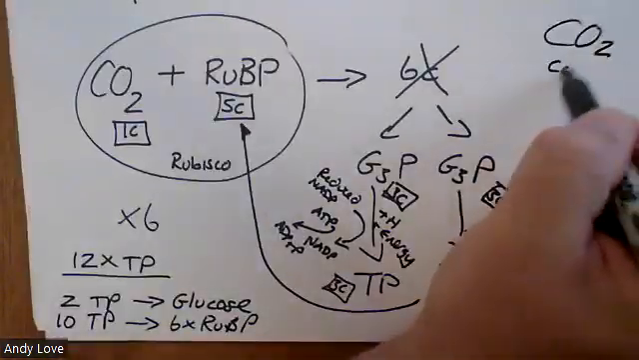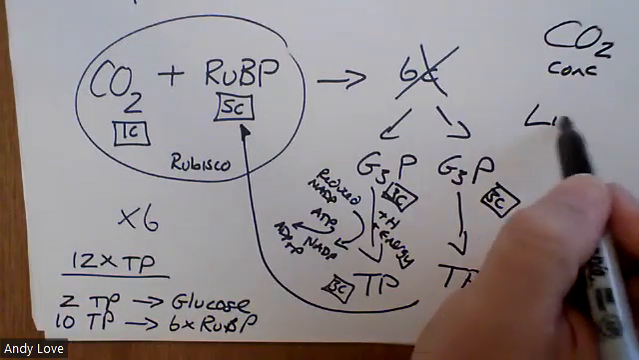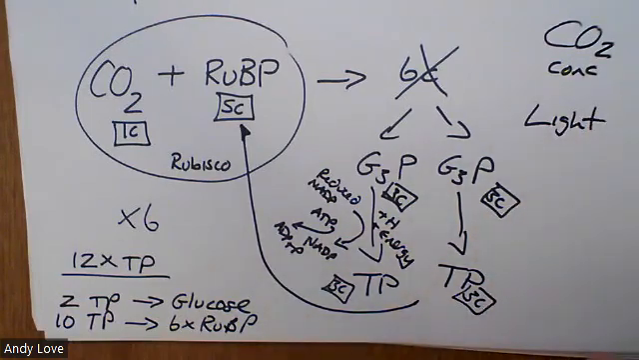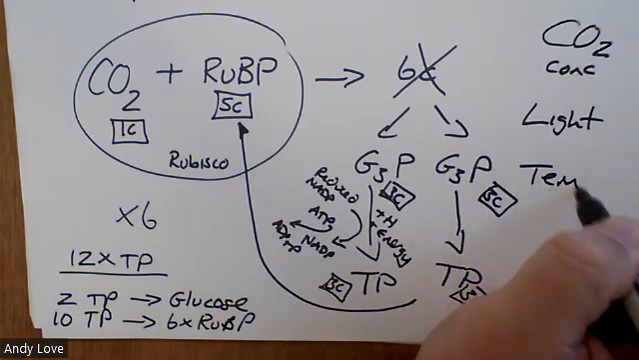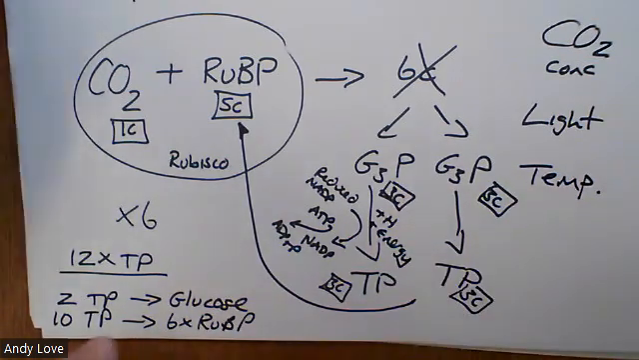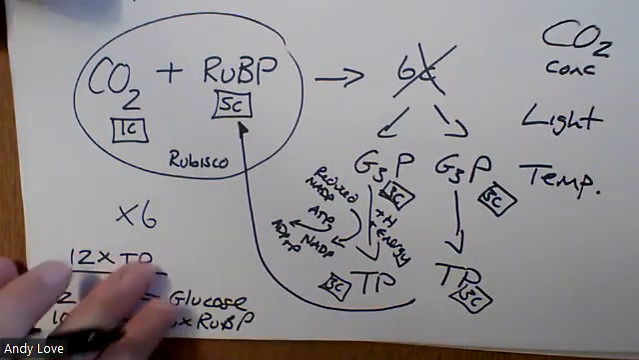Okay, so what are the key limiting factors that I said a couple of minutes ago? Well, CO2 concentration, light intensity, and temperature. And they all affect this. And these are the key to the application questions. All right, so let's look at CO2. So what's happening with the CO2?